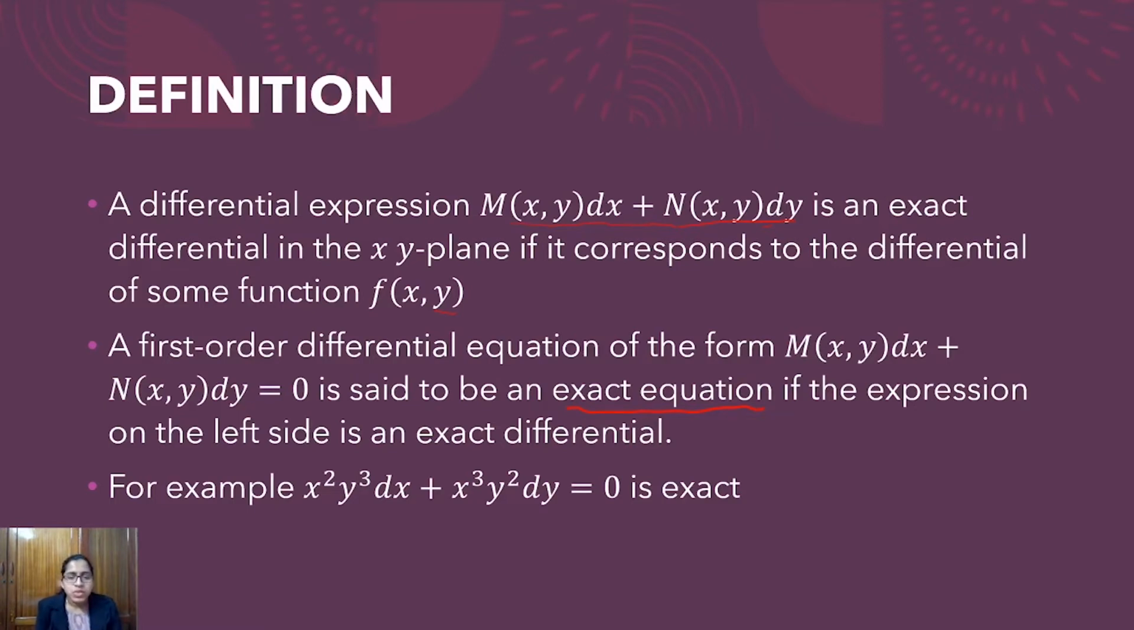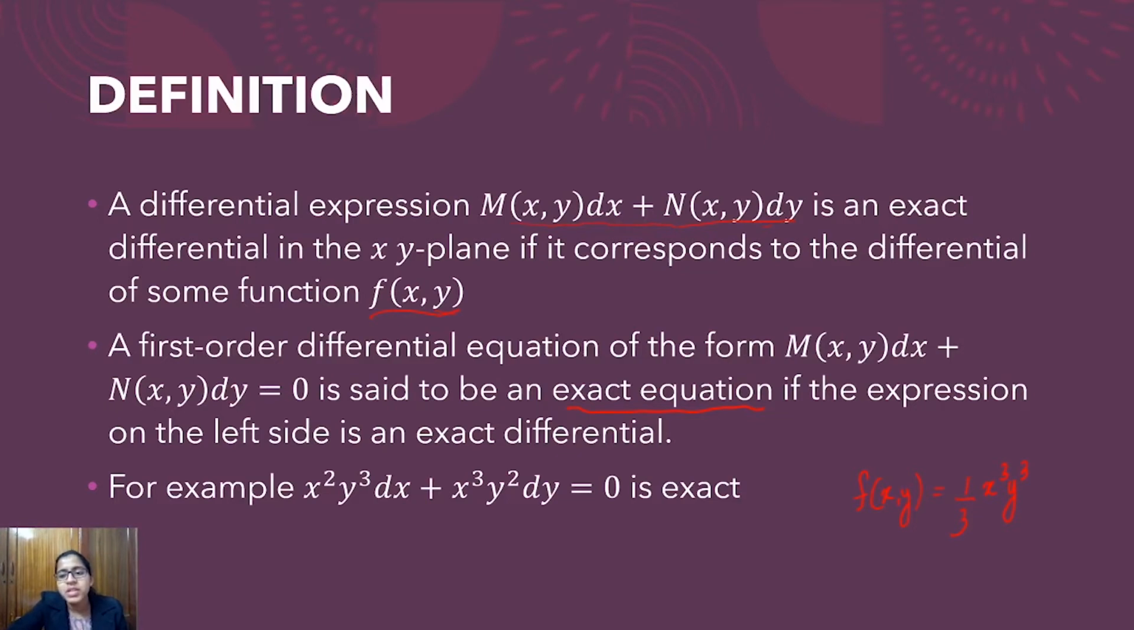Here is an example: x squared y cubed dx plus x cubed y squared dy equal to 0 is an exact equation. Can you guess the function? What is f(x,y) such that this expression is the differential of f(x,y)? Say f(x,y) is equal to 1 by 3 into x cubed into y cubed.